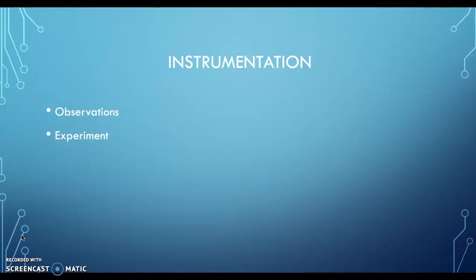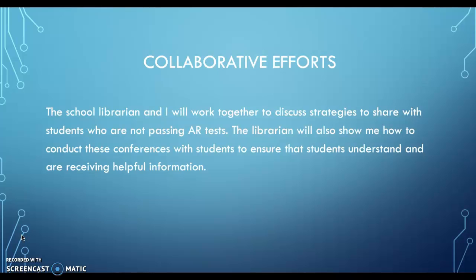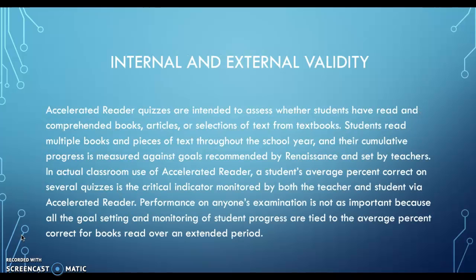Instrumentation. This action plan will be conducted using observations and experiment. The observations will take place as students are taking their AR test, and the experiment will take place as the action plan is put into place. Collaborative efforts. The school librarian and I will work together to discuss strategies to share with students who are not passing AR tests. The librarian will also show me how to conduct these conferences with students to ensure that students understand and are receiving helpful information.